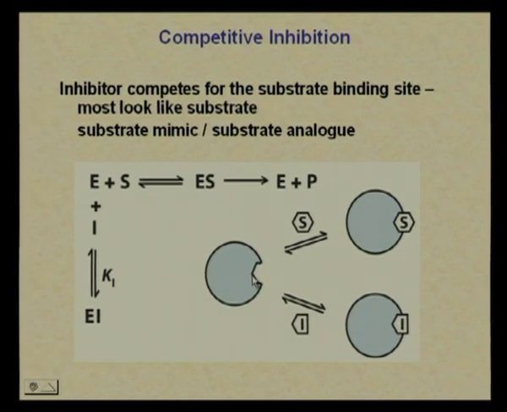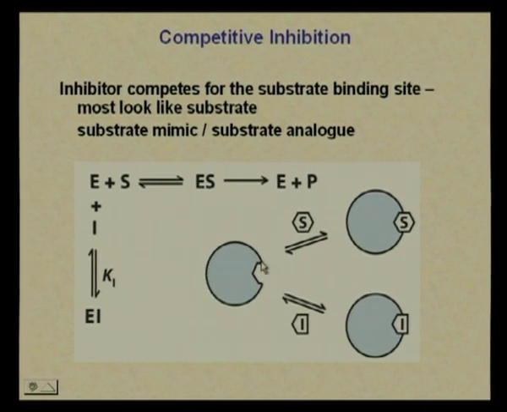Now, the inhibitor has the same types of moieties that are going to bind to that enzyme active site. So, what you essentially have is, instead of having just an enzyme substrate complex, in addition you can also have an enzyme inhibitor complex. The inhibitor competes for the substrate binding site, and obviously therefore, it must look like the substrate also. If it has to compete for the same site, since the active site is so specific, it has to look like the substrate, which is why it is also called a substrate mimic or a substrate analog.